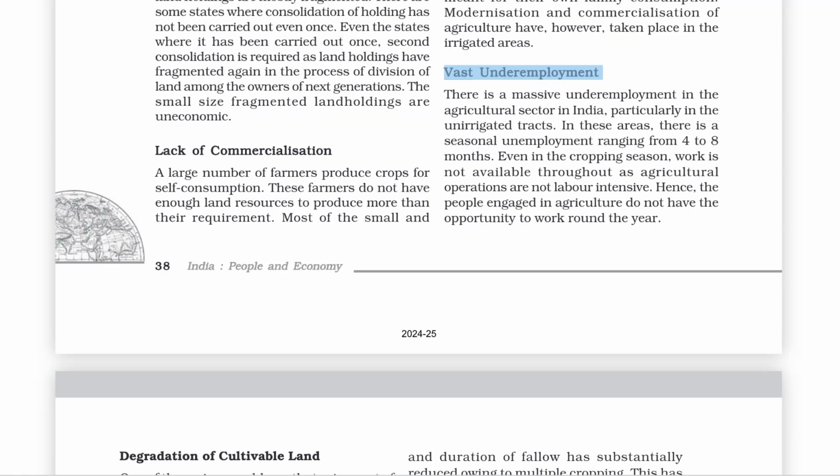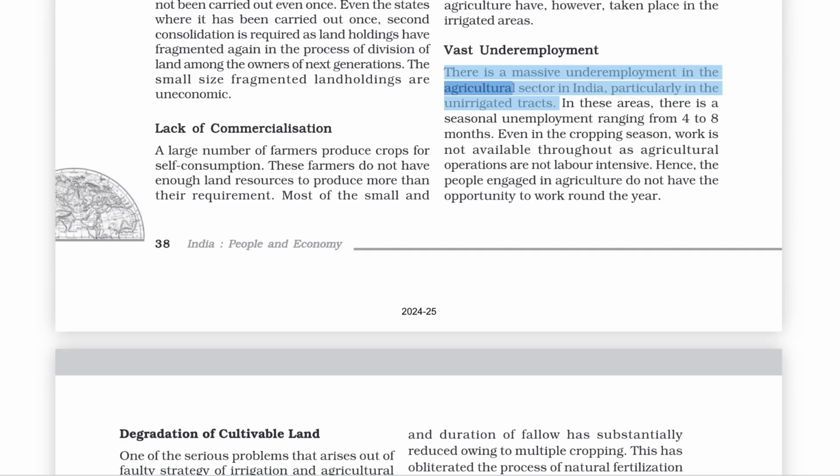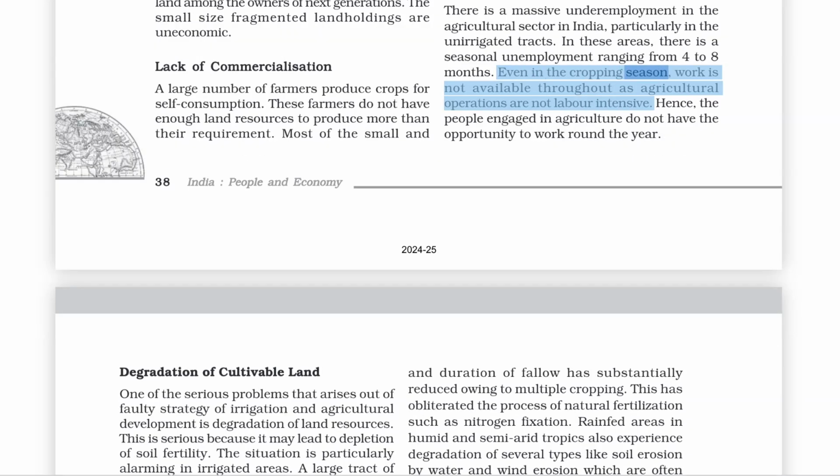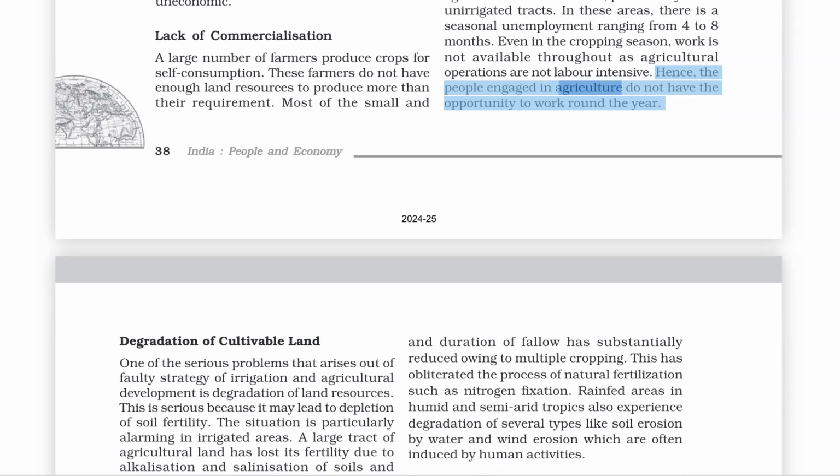Vast underemployment. There is a massive underemployment in the agricultural sector in India, particularly in the unirrigated tracts. In these areas, there is a seasonal unemployment ranging from 4 to 8 months. Even in the cropping season, work is not available throughout as agricultural operations are not labor-intensive. Hence, the people engaged in agriculture do not have the opportunity to work round the year.